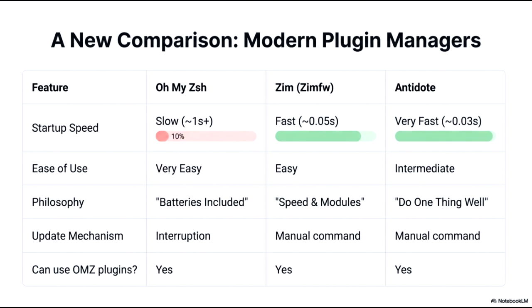In terms of ease of use and philosophy, Oh My ZSH is the most beginner-friendly, with a batteries-included approach that provides a complete experience out of the box. Zim strikes a balance between ease of use and performance with its speed and modules focus. Antidote is geared toward intermediate users, following a do-one-thing-well philosophy that prioritizes efficiency and minimalism. Regarding maintenance, Oh My ZSH often uses an interruption-based update mechanism, whereas both Zim and Antidote utilize manual commands, giving the user more direct control over updates.